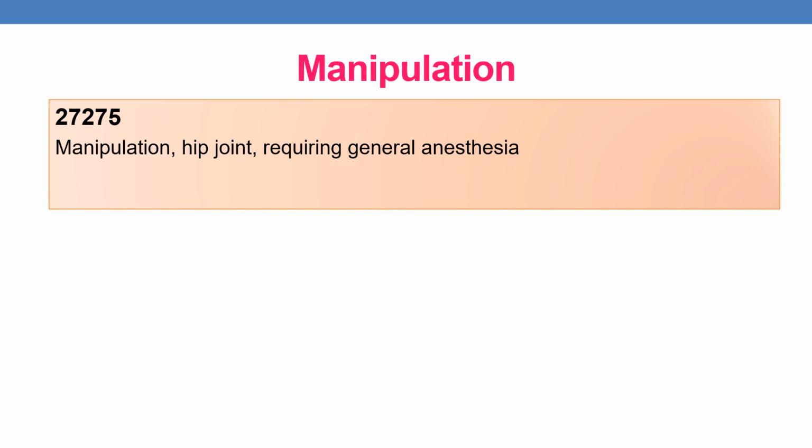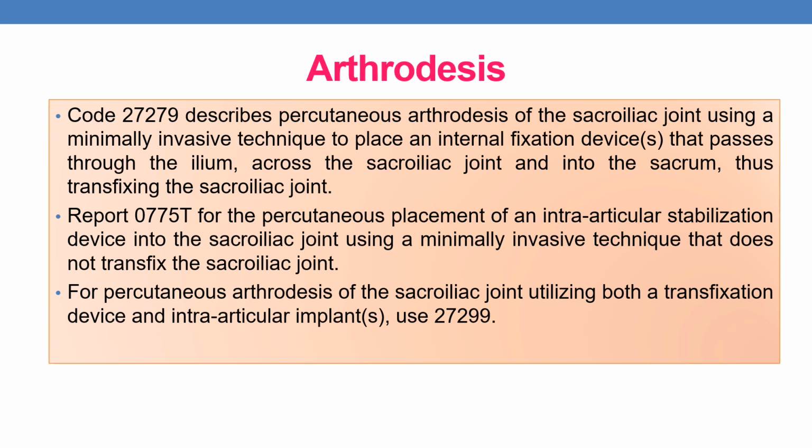The next topic is manipulation. It has only one CPT, 27275. Manipulation hip joint requiring general anesthesia. Now coming to the next topic, that is arthrodesis. The code 27279 describes percutaneous arthrodesis of sacroiliac joint using a minimally invasive technique to place an internal fixation device that passes through the ilium across the sacroiliac joint and into the sacrum, thus transfixing the sacroiliac joint.